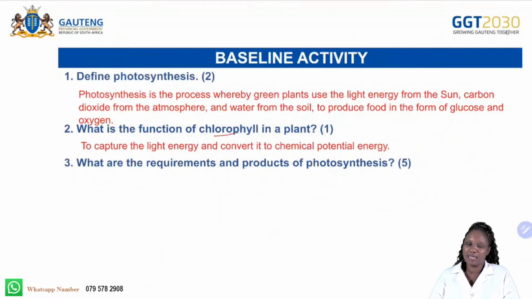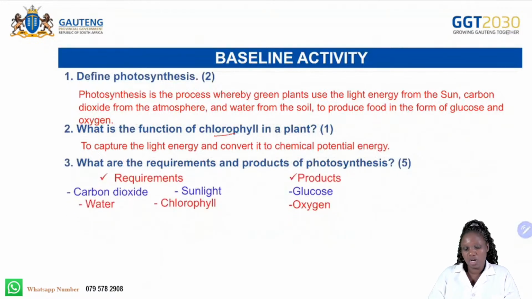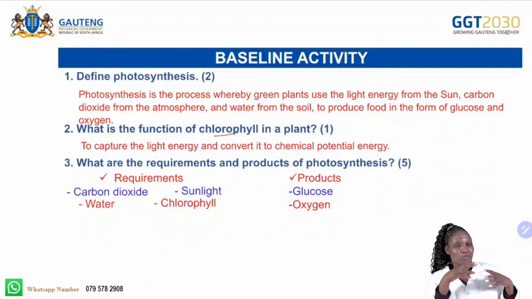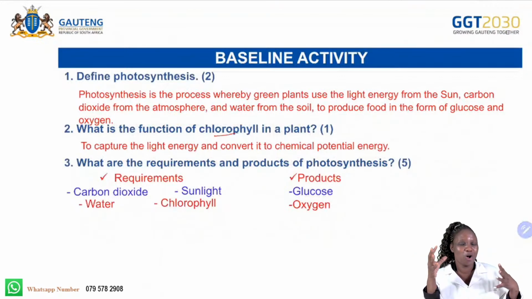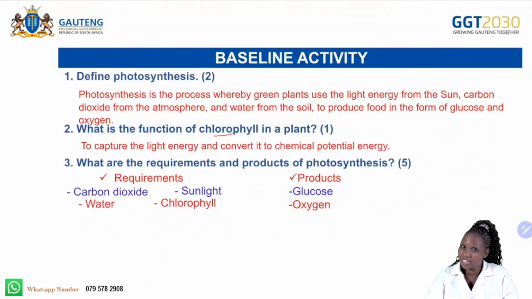And then what are the requirements and products of photosynthesis? What is required for photosynthesis to take place? We need the what? The sunlight. You also need carbon dioxide from the atmosphere. Also need water. All right. And then what about chlorophyll? Chlorophyll will capture the light energy and convert it to what? To chemical potential energy.